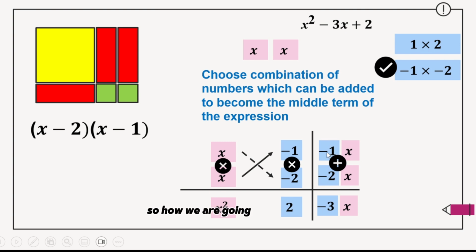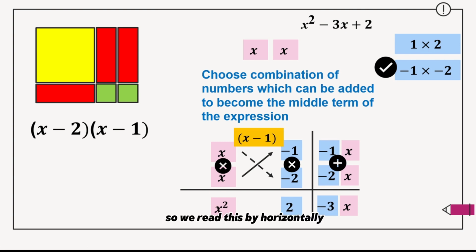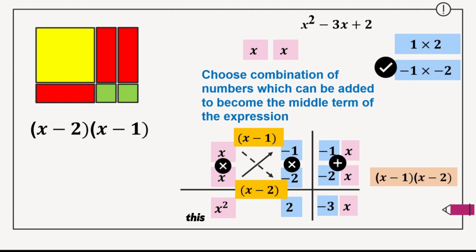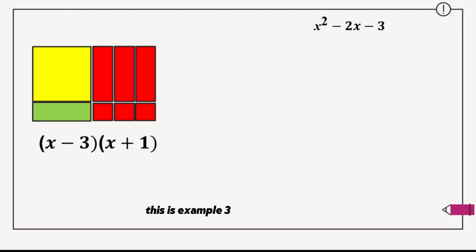So how are we going to write down the answer? We read this horizontally. So we write x minus 1, x minus 2. This is the same answer as the one that we did using algebra tiles. This is example 3 that we have worked on before using algebra tiles. Let's solve this question using the cross multiplication method.